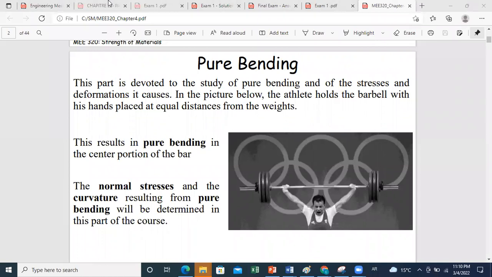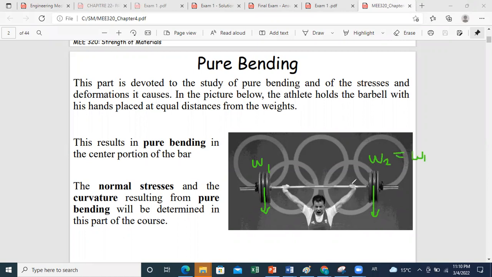For example, if we consider the figure below, we have an athlete holding the barbell with his hands placed at equal distance from the weights. Let us do some analysis about the process here. You have the weight of the first part here, W1. You have the weight of the part here, W2. Due to symmetry, you have that W1 is equal to W2.